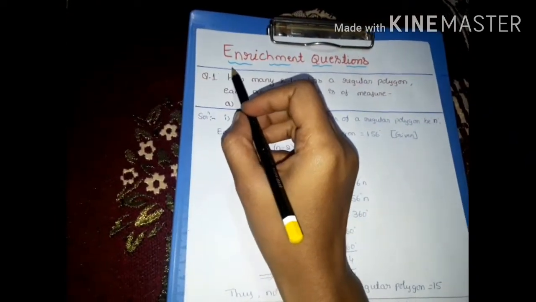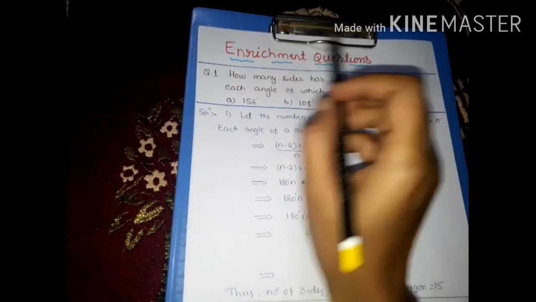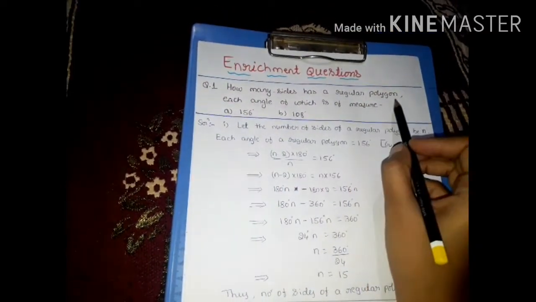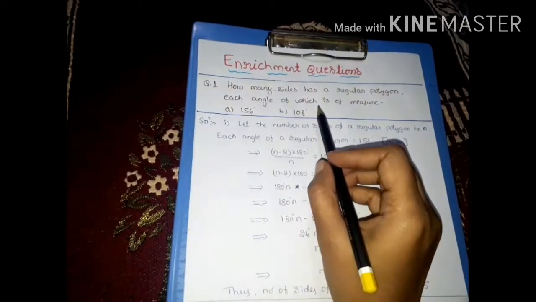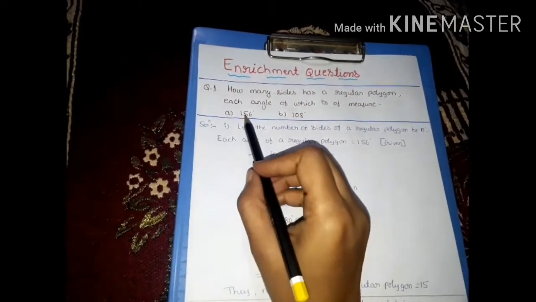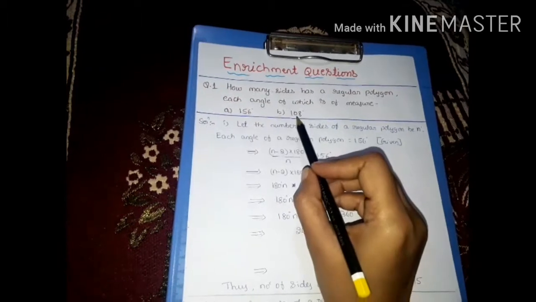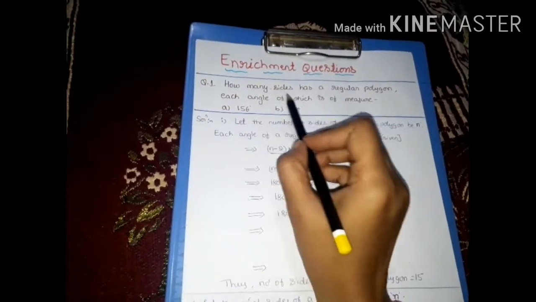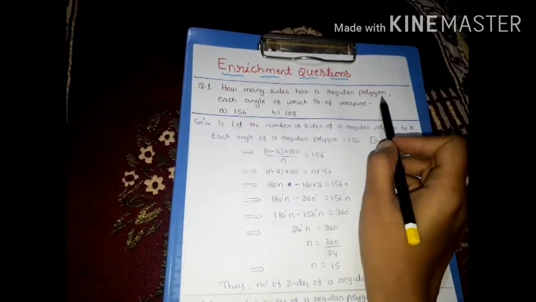Now, let us move to solve enrichment questions. Question number 1. How many sides has a regular polygon, each angle of which is of measure 156 degrees and 108 degrees? Here you have to find how many sides a regular polygon has.